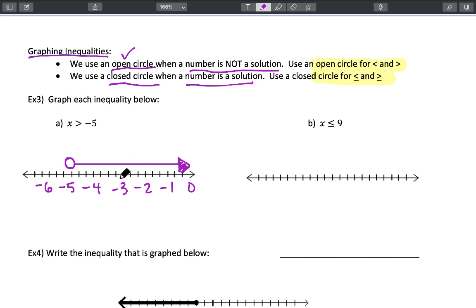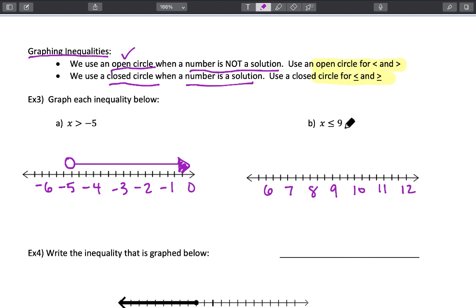For example, -3 is greater than -5. 0 is greater than -5. All right, let's try this next one, example 3b. We want all the x values that are less than or equal to +9. So once again, we'll start off by numbering our number line. Let's say we have 6, 7, 8, 9, 10, 11, and 12.